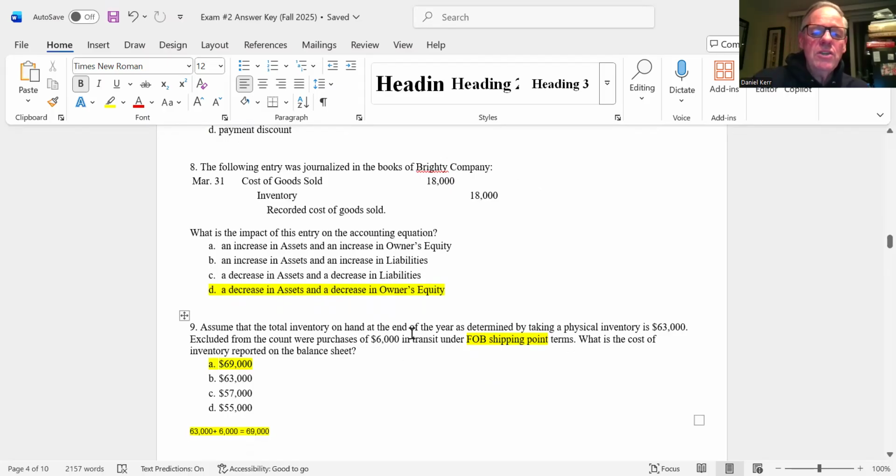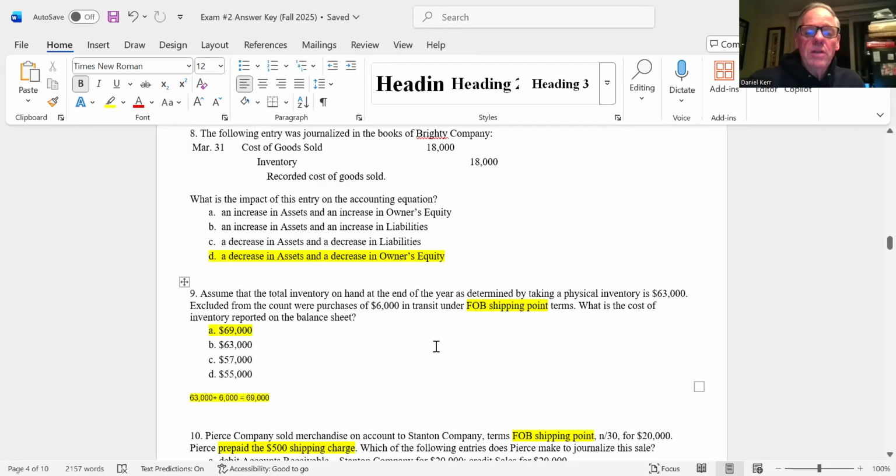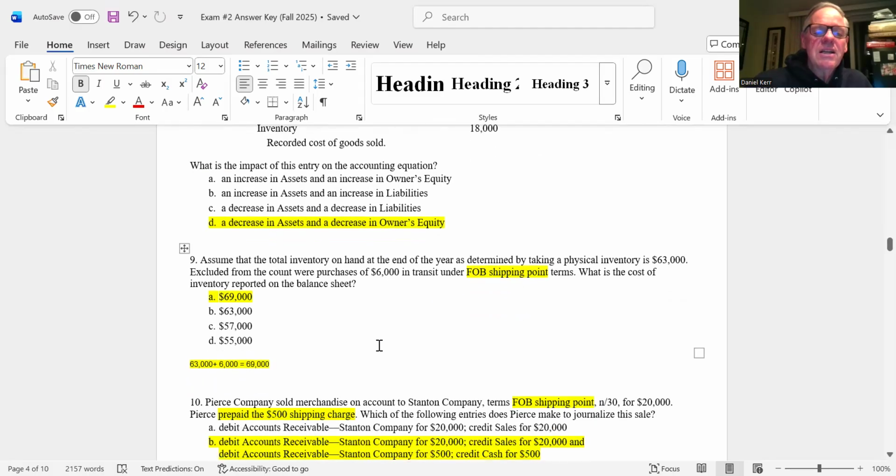Number 9, assume that inventory on hand at the end of the period is determined by taking a physical inventory of $63,000. Excluded from the count were $6,000 which were in transit, terms free on board shipping point. Well, if it's free on board shipping point, that means the title transfers once the stuff gets to the shipping point. So we had a purchase of 6,000, and we had a physical inventory of 63,000. So the 6,000 that was free on board shipping point should have been included in the inventory. So the answer there is 69,000, which is 63,000 plus the 6.